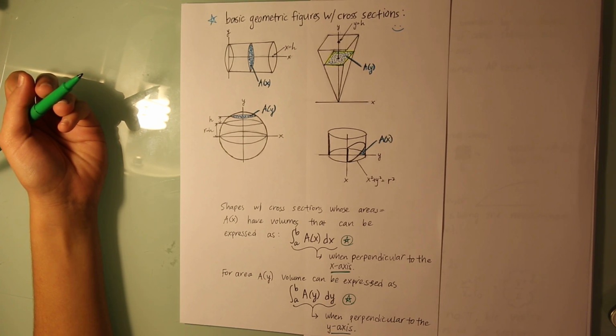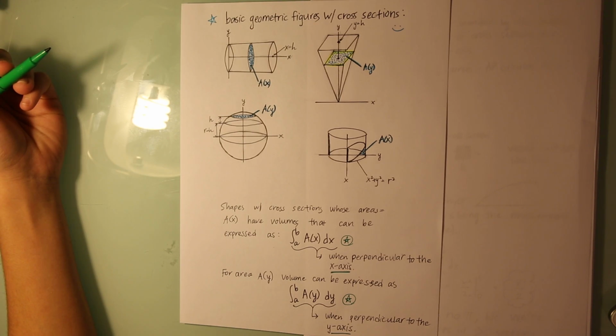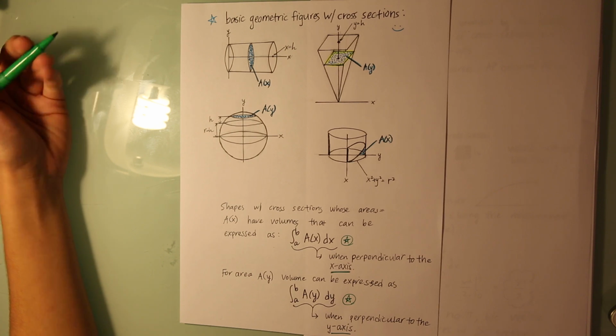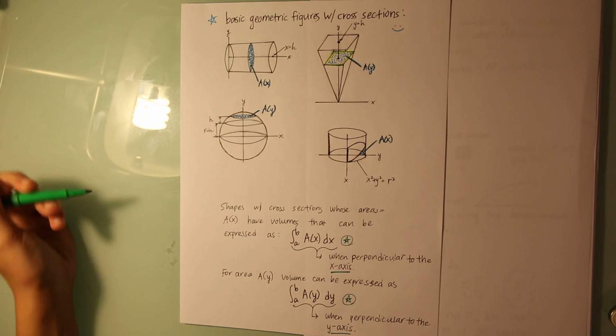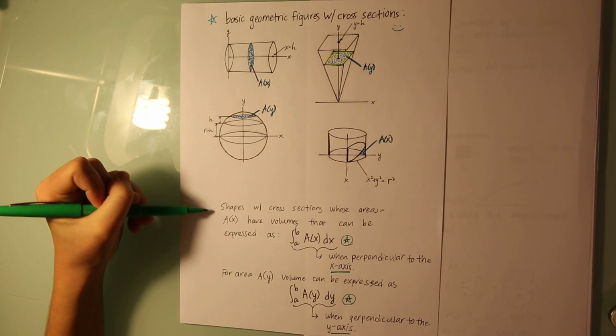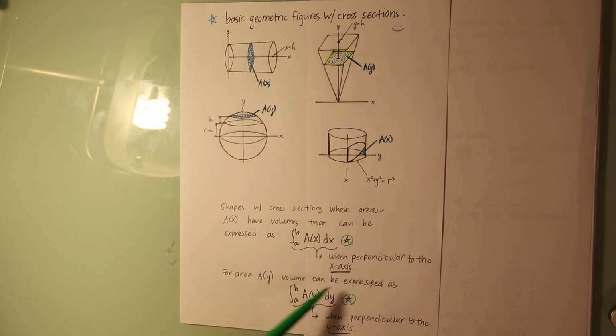In the cylinder diagram, for example, the area of a circle is pi times the radius squared, and because the slices of the shape are circles, their areas are pi r squared. Now, as you've learned previously, for these shapes with a cross-section whose area is A of x, the volume can be expressed as the integral of A of x dx from a to b. The same thing can be said for A of y.